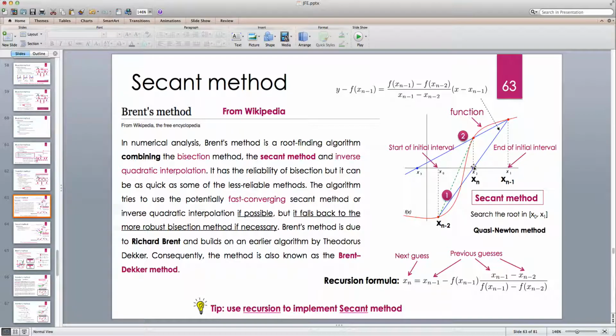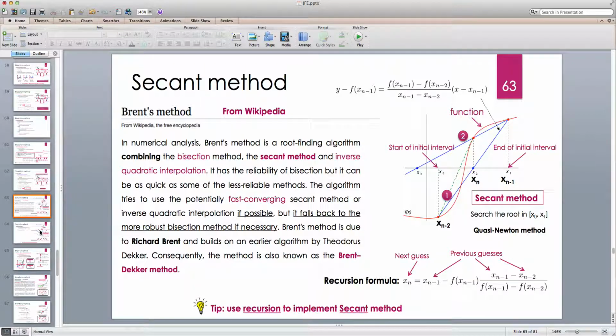Okay, so by doing this, we can build a recursion. So we said that at some point, if the bracket of the root is xn minus 2, xn minus 1, we draw this line, find the crossing with the horizontal axis. We call it a better approximation for the root, xn. And then we repeat the secant method in the xn minus 1, xn interval.